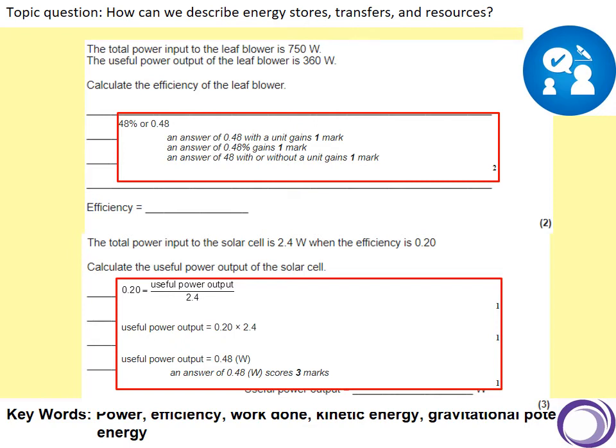For the second question, you have to do a little bit of rearranging, so it's important that you write your equation and substitute your numbers in first before you do any rearranging, because you'll get different marks at different points. So your first mark is for substituting your numbers in correctly. So your efficiency here is 0.2, which is then equal to your useful power output divided by your total power input, which in this case is 2.4. You then would rearrange that, so your useful power output is going to be 0.2 times by 2.4, so that's your second mark, and then your third mark is for working out your final answer of 0.48.